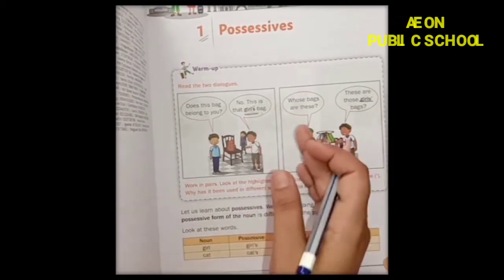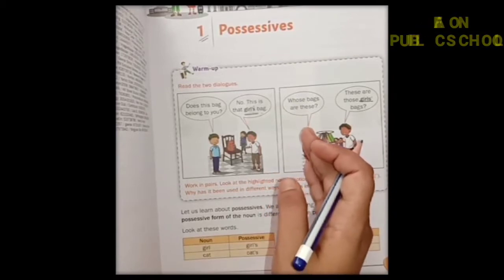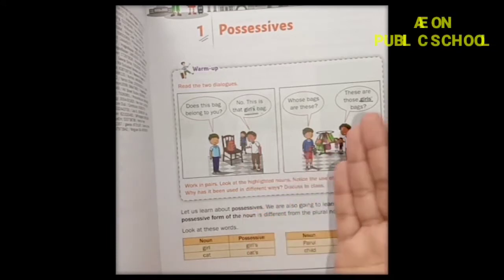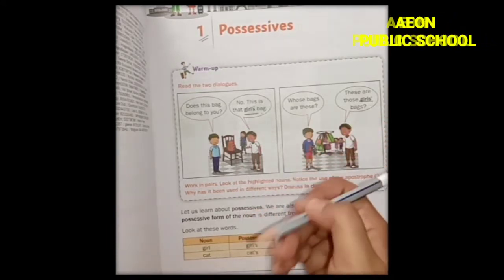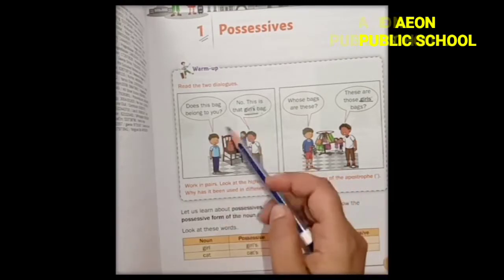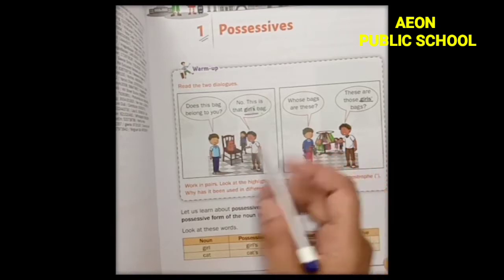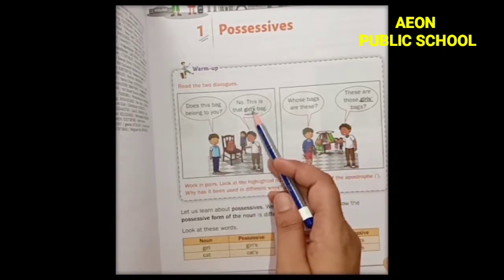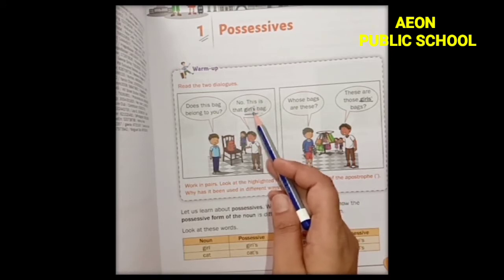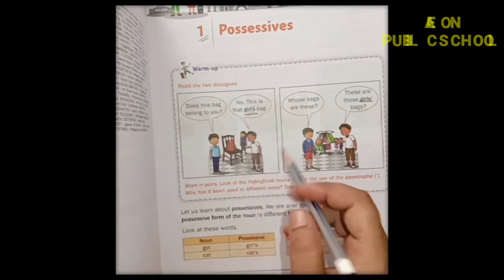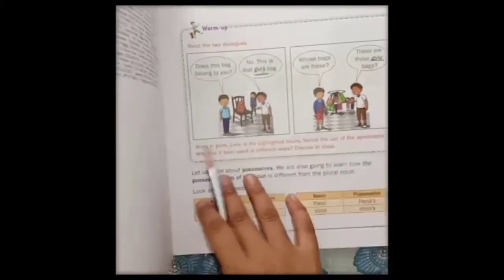Now, what is possessive? Possessive form is used with nouns referring to people, groups of people, countries and animals. And it shows the relationship of belonging between one thing and another. Means this apostrophe and s, that girl's bag, makes a relationship between the bag and the girl. These are known as possessive.